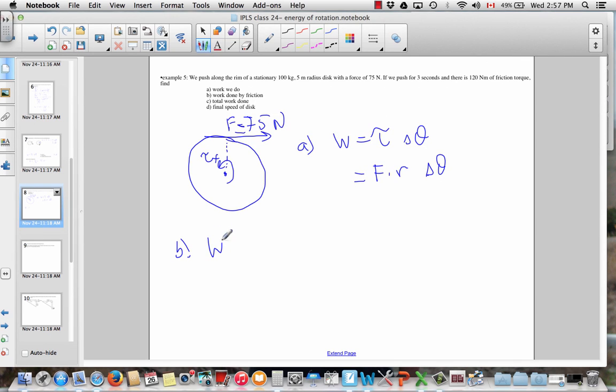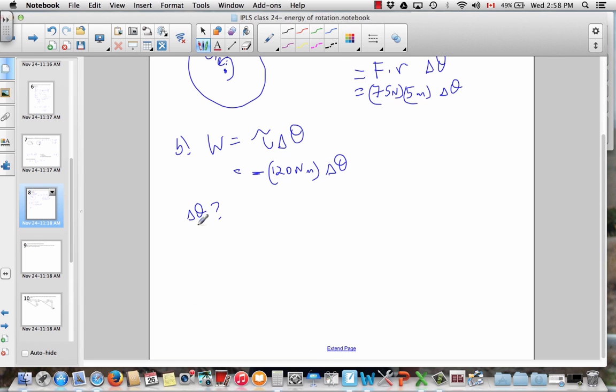So the work done by friction is again going to be a torque times a displacement. Well, the torque of friction is given. It's 120 newton meters. Because that's dissipation, opposite to motion, the work done will be negative. So again, we need to know the angular displacement. I guess I should go back here and put the 75 newtons times the 5 meters in here. And then we still need the angular displacement. So how do we find the angular displacement? Because clearly both of these results rely on it.